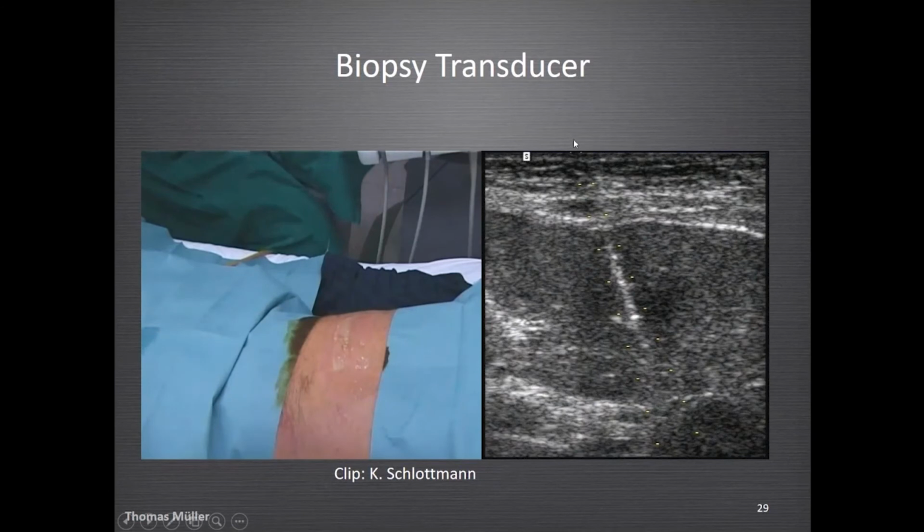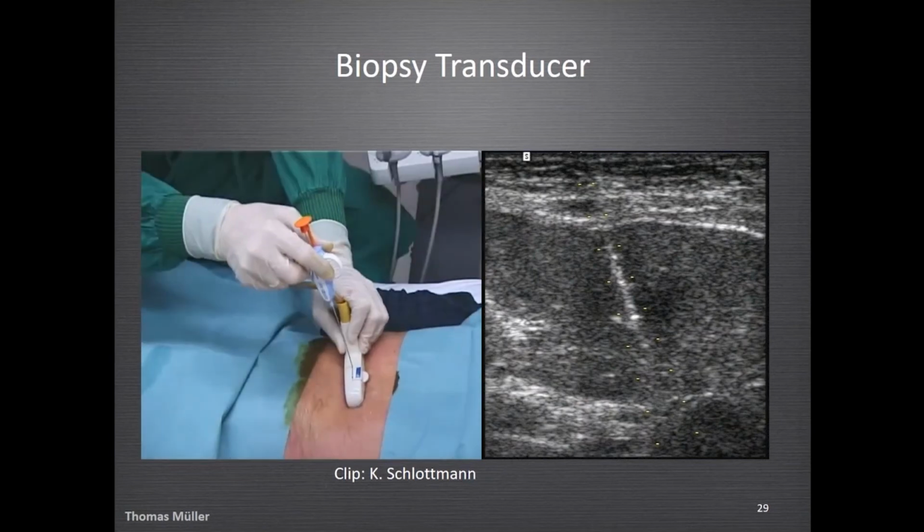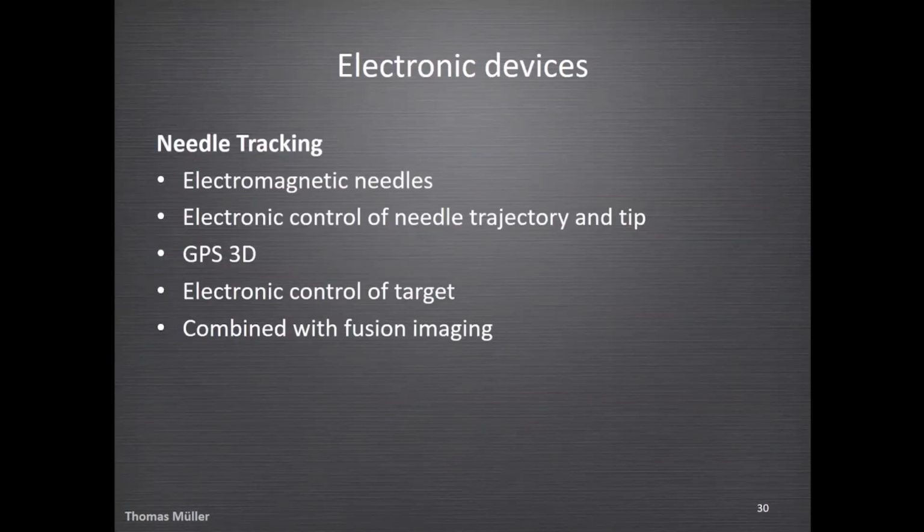This is the visualization you get here on the right side. You see the needle is coming from the center of the probe. The disadvantage of biopsy transducers is obvious. You will always have a steep angle. You will never have a flat angle. So needle visualization is mostly poor. Anyway, if you have it at hand, you can use it.